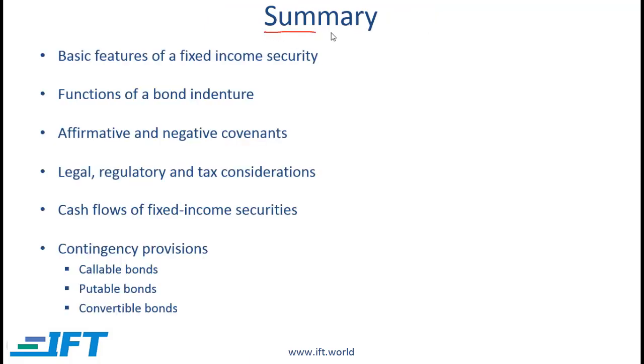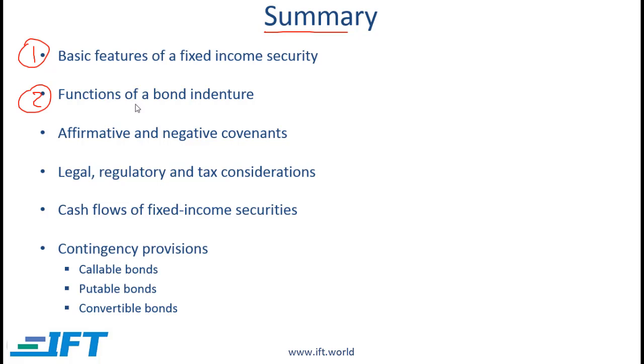Let us now do a quick summary of what we have studied in this reading. You need to understand the basic features of a fixed income security. The basic features include a bond's issuer, the maturity, the par value, which is also the principal amount which needs to be repaid, the coupon rate, the frequency of coupon payments, and the currency denomination. You need to understand the functions of a bond indenture. The bond indenture, which is also called the trust deed, is the legal agreement between the issuer and the bondholder.